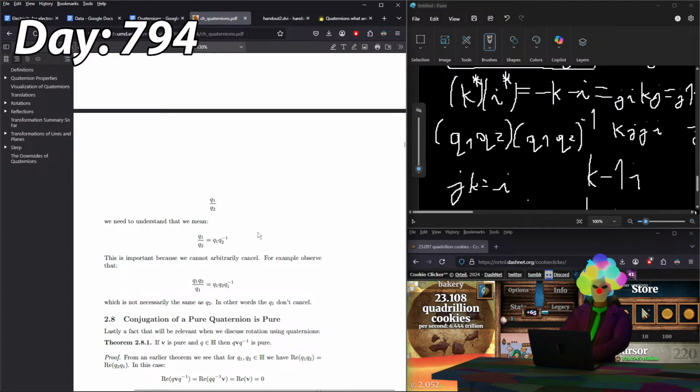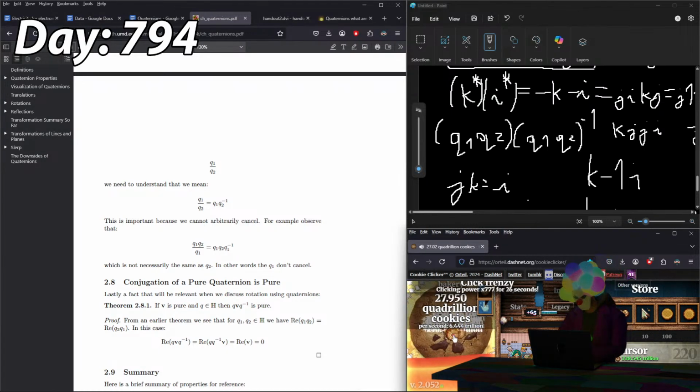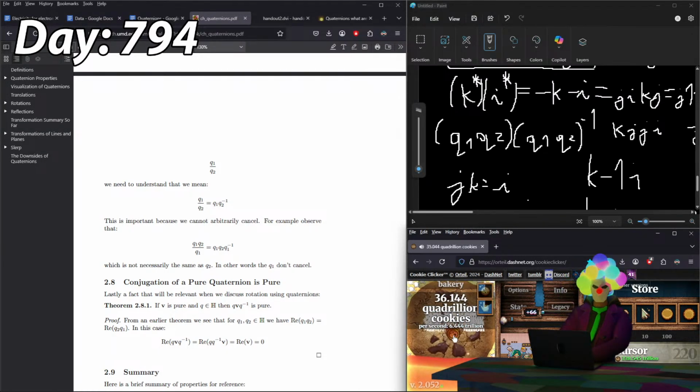That's lovely. Okay. It's important because we cannot arbitrarily cancel. For example, observe that this has an order, which is not necessarily the same as Q2. In other words, Q1 don't cancel. Exactly. The non-commutativity is a slight issue, let's just call it.